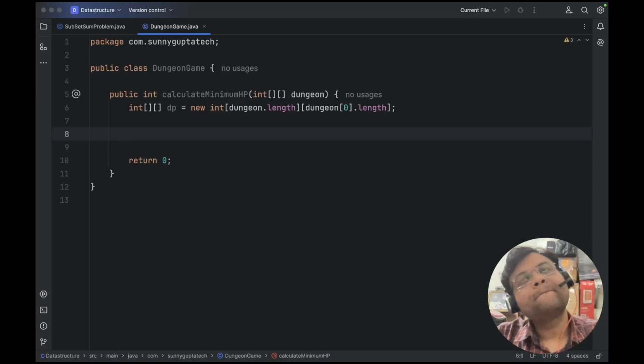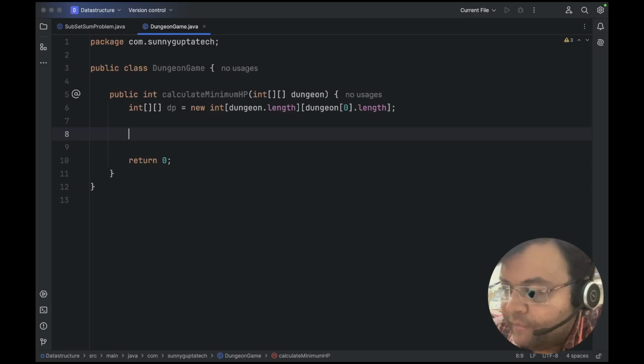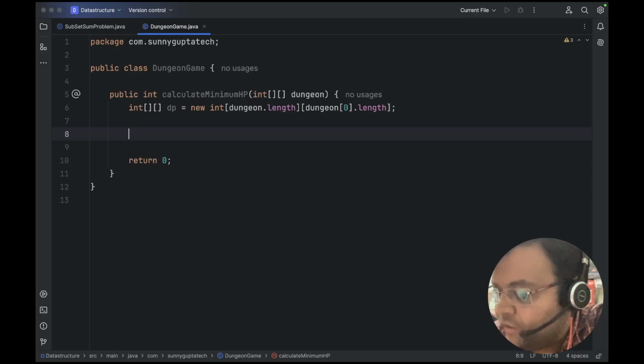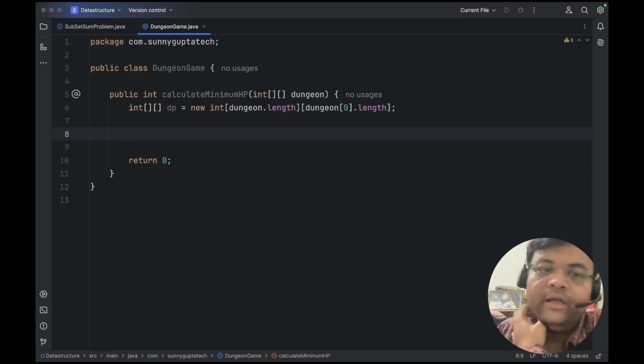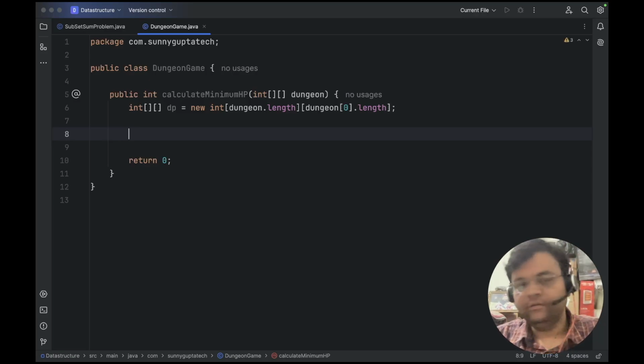Now, first of all, if we have this array, let's think about the base case. For example, now we need to fill this box first. Okay, this box needs to be filled. The value of this will be: if this is greater than 0, then our value will be 1. We need at least 1 health. Or if it is negative, then we need the absolute of this plus 1, I mean, at least that much.